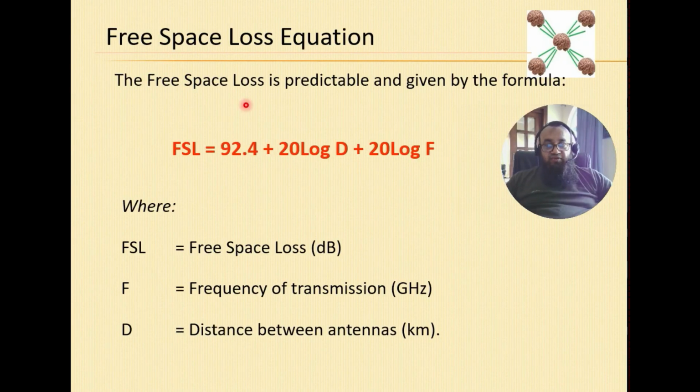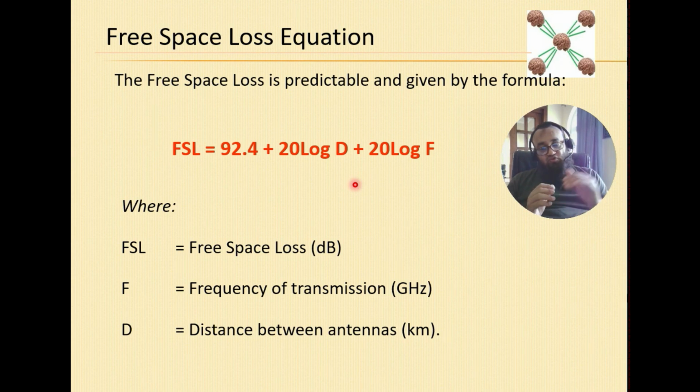The free space loss is a predictable thing and it is given by this formula. FSL is free space loss, and this is very simple: 92.4, a constant value, plus 20 log of d plus 20 log of f. Now you can use this formula in any path loss software, and it will be a kind of new learning. When you are getting a number on the path loss, you can verify that number through mathematics as well.